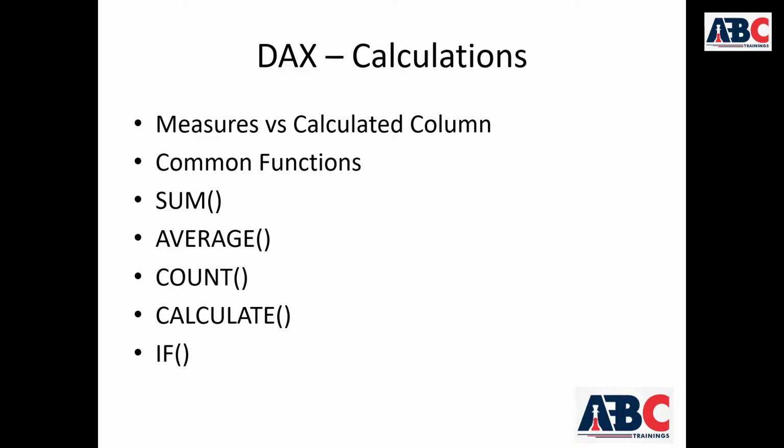So, let's look at some commonly used DAX functions. First one is SUM, used to calculate total values such as total sales or total quantity. The next one is AVERAGE, used to calculate average salary or average order value. Then COUNT, used to count rows or records such as number of orders or customers.